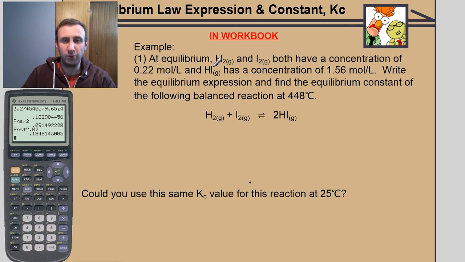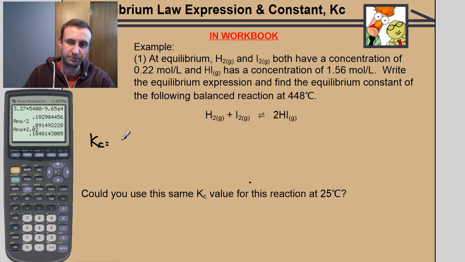So at equilibrium, H2 gas and I2 gas both have a concentration of 0.22 moles per liter, and HI gas has a concentration of 1.56 moles per liter. Write the equilibrium expression and find the equilibrium constant of the following balanced reaction at 448 degrees Celsius. By the way, that temperature doesn't actually get factored into our work at all. All that means is that if I had a different temperature, I know the temperature is different, and therefore the Kc value will have changed.